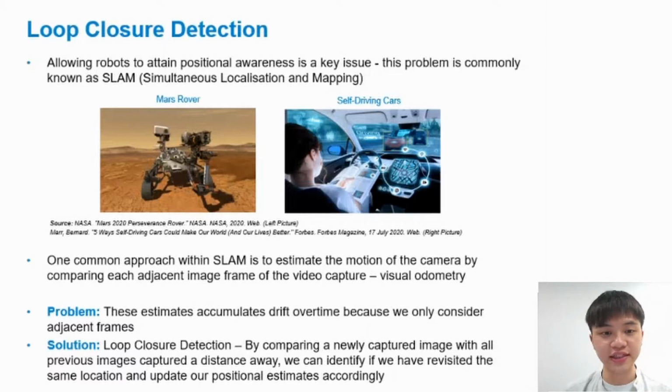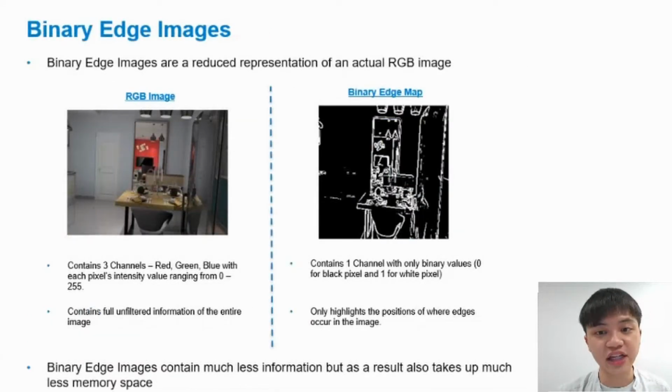So this brings in the solution of loop closure detection. We compare a newly captured image with all previous images captured in the video a distance away, and we can identify if this image matches. If it's a match, that means we have revisited the same location and we can update our positional estimates of the robot itself. What then are binary edge images?